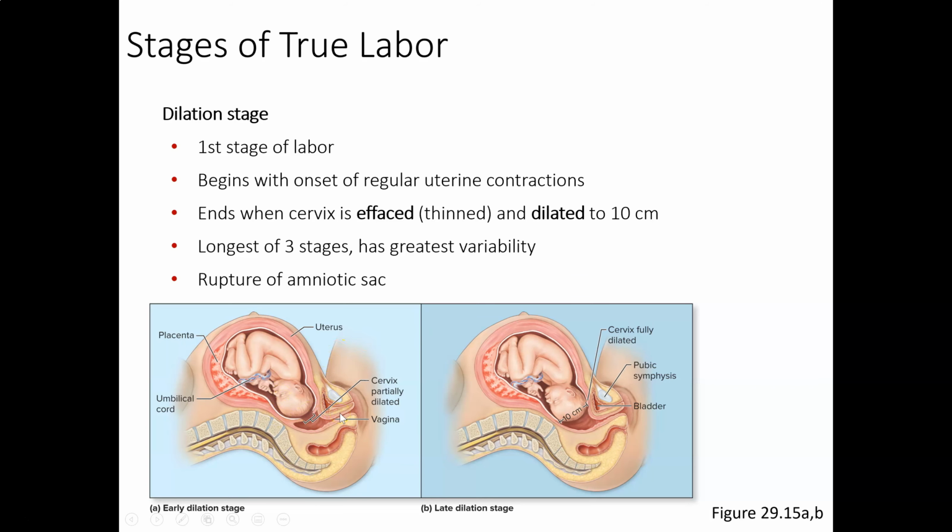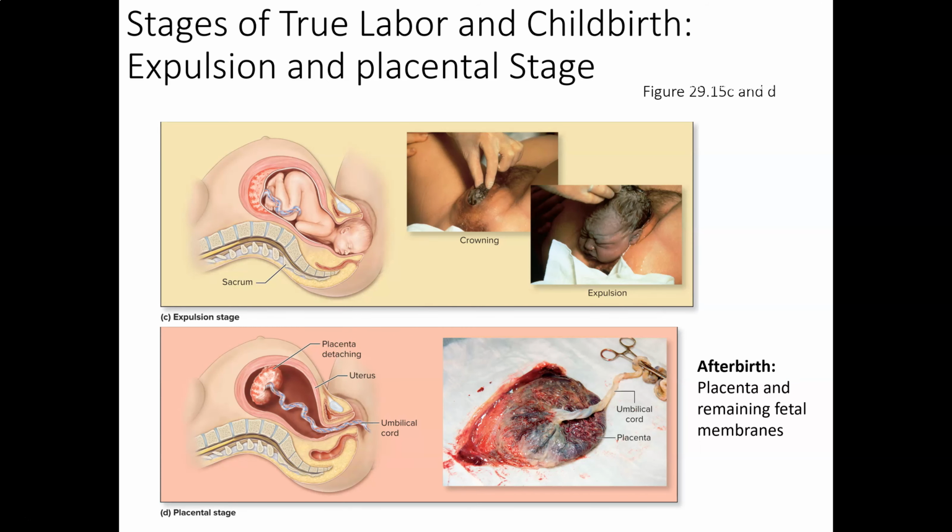So this is showing you the dilation stage. Then the next two stages are here. The expulsion stage: here during the expulsion stage, you basically expel the fetus. You start with crowning, that's the emergence of the top of the head, the calvarium. You can see the calvarium of the fetus as crowning, and then that's followed by the expulsion of the baby's head, and then the rest of the body. So that's the expulsion stage.